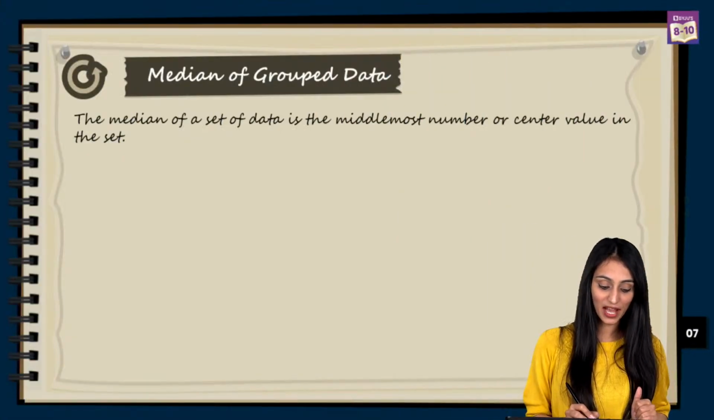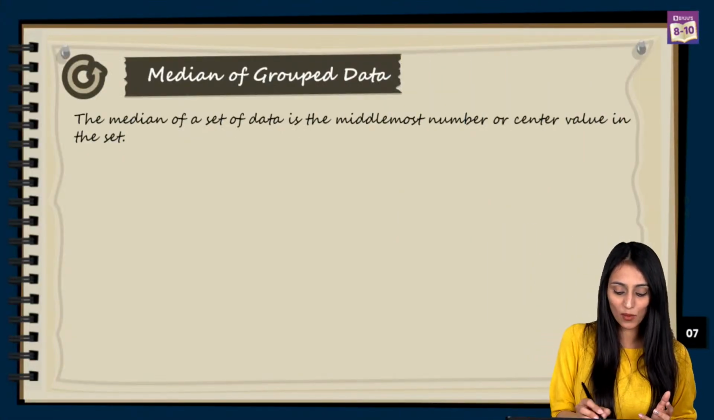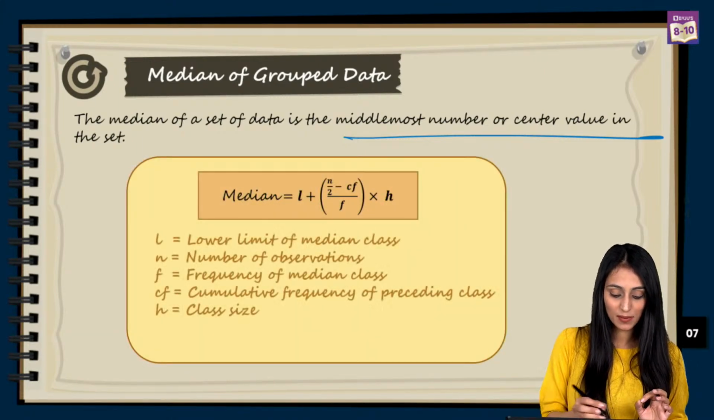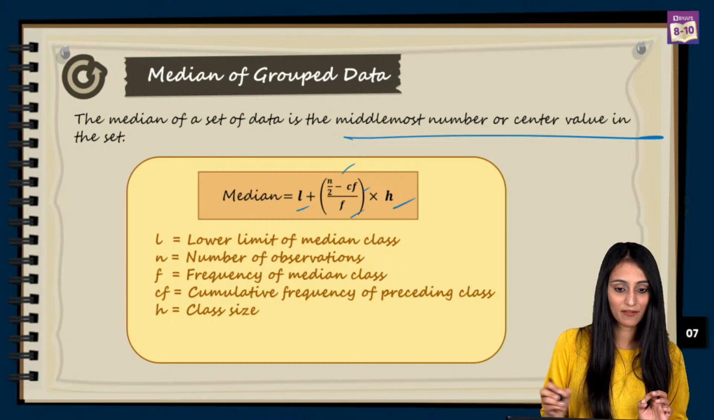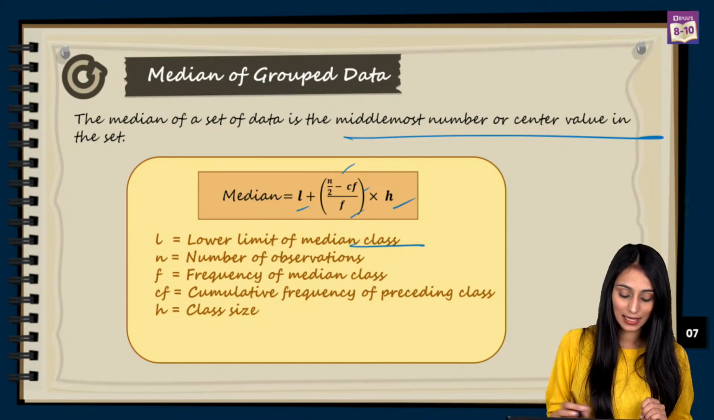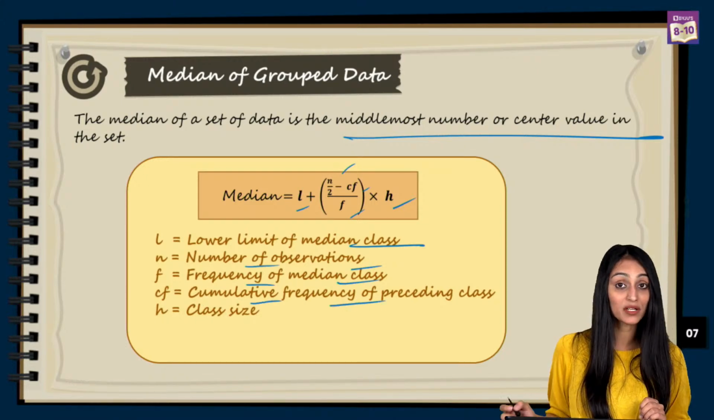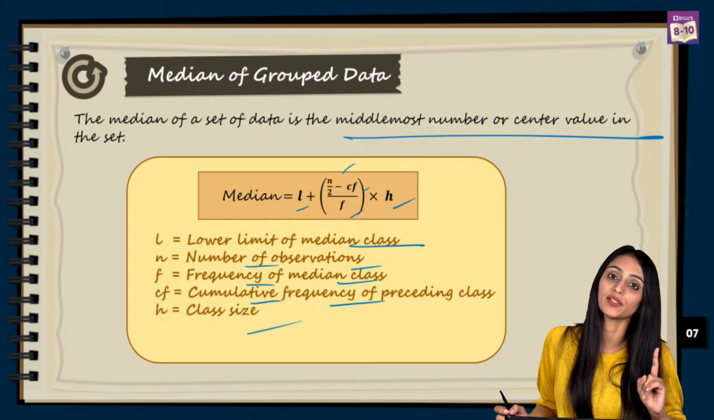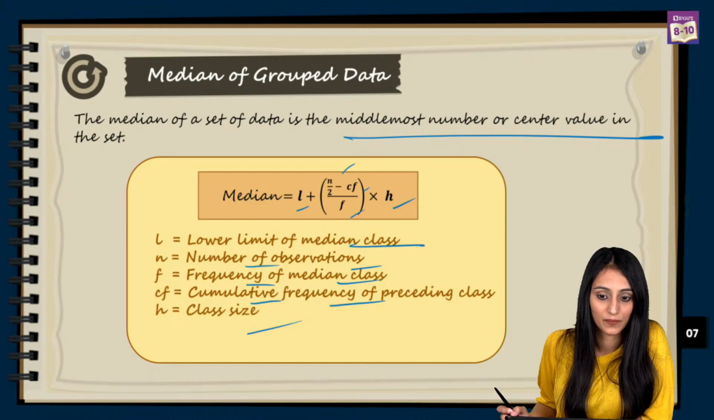Next we have median. As the name suggests, it's the middlemost number or central value in the set, right? So median is L plus (n by 2 minus Cf) by f, into h, where L is the lower limit of the median class, number of observations is n, f is the frequency of the median class, Cf is the cumulative frequency of the preceding class, and h is the class size. Absolutely, step deviation method is deleted, right? Thank you, Fennel.